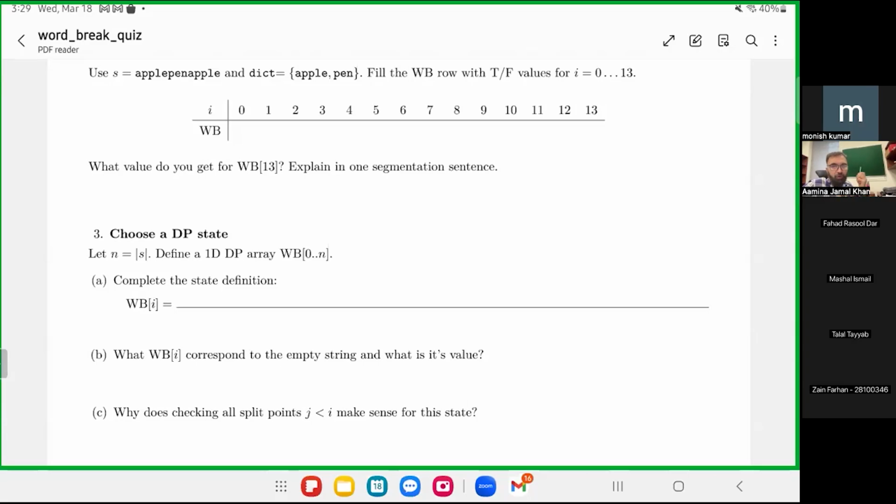Regardless of how many times a word is being used, since the whole string contains 13 letters, it means that WB of 13 also represents the answer to the question whether the whole string can be split into words from the dictionary.